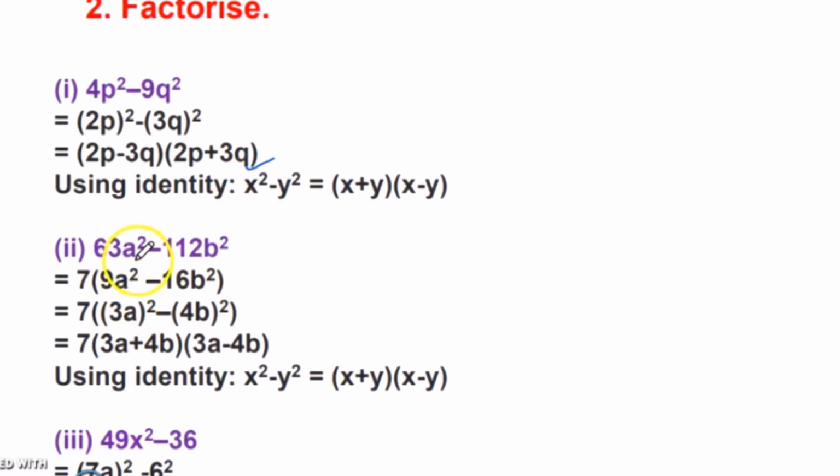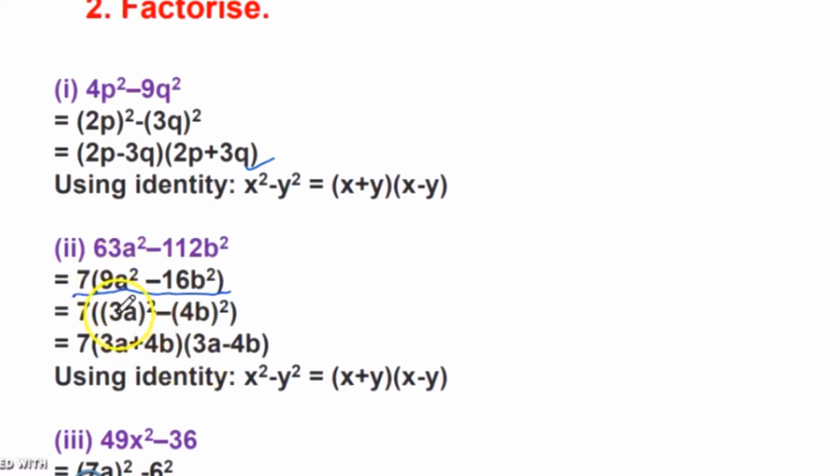The next one is 63a square minus 112b square. Now this is not a perfect square right now, but they have some common factors. So first thing to do is whenever you get an algebraic expression, you have to see if there are any common factors between them. That was the first step. So here 63a square and 112b square, they are having a common factor 7. So first step has to be to take the 7 outside the bracket like this. So this will give you 7 into 9a square minus 16b square.